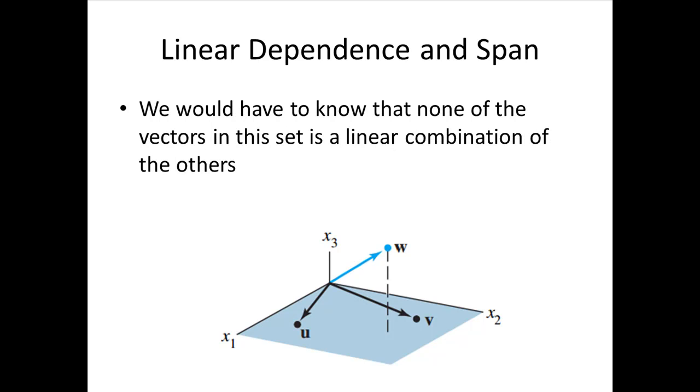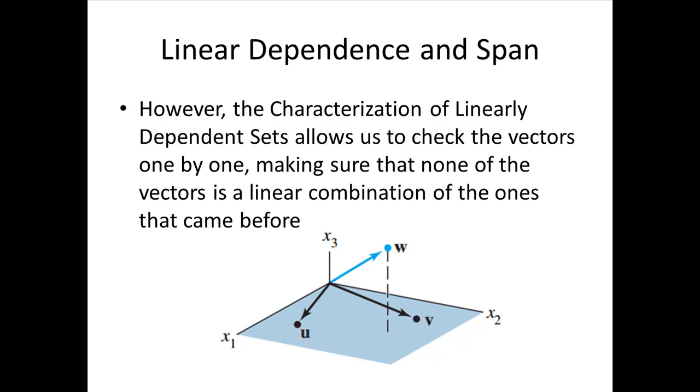So we have to somehow convince ourselves that none of the vectors in this set is a linear combination of the others. But remember that second part of the characterization theorem. It says we can check the vectors one by one, and all we have to do is make sure that none of the vectors is a linear combination of the ones that came before. Let's see how that saves us a lot of effort here.